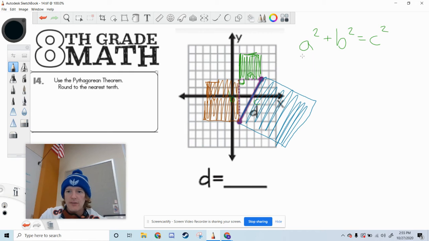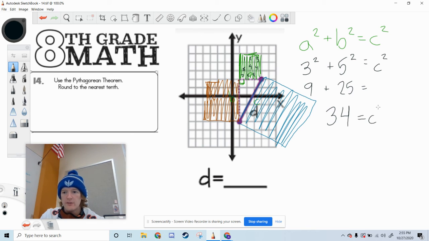So let's do some math though. A is 3. 3 to the second power is 1, 2, 3, 4, 5, 6, 7, 8, 9. So that'll be 9. Plus b squared is 5 to the second power. 5 times 5 is 25 equals c squared. We don't know what c is yet. So 9 plus 25 is 34 equals c squared.